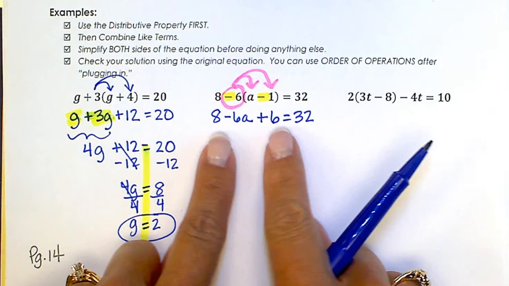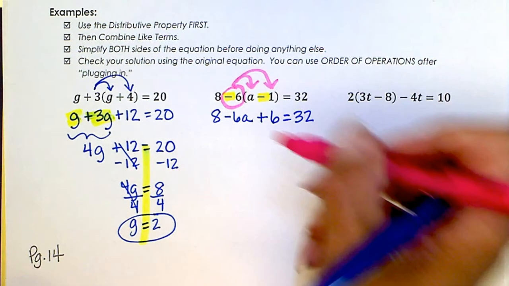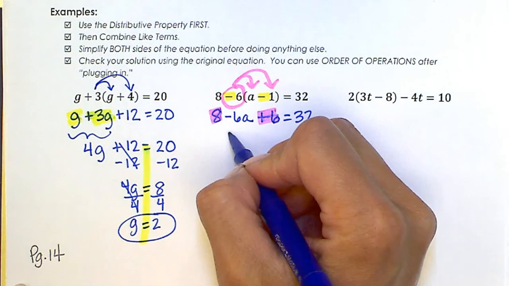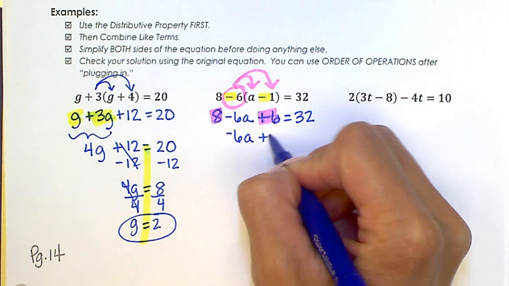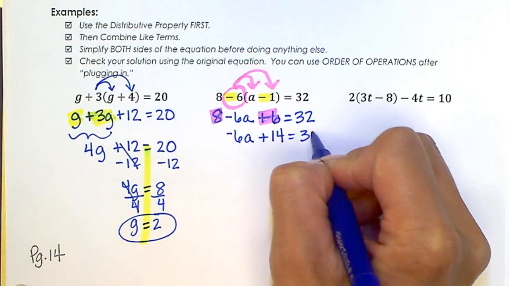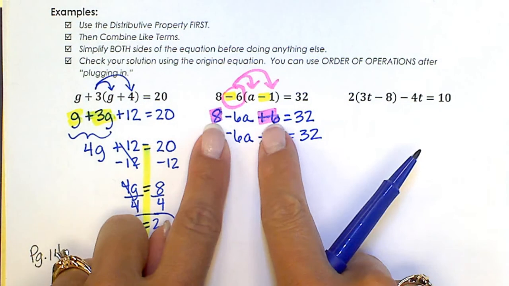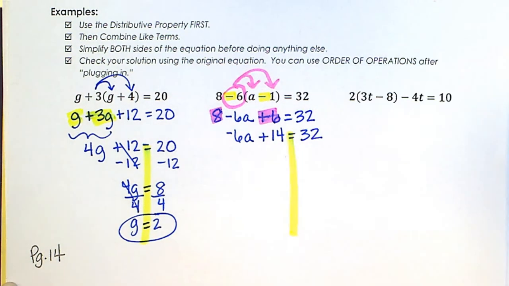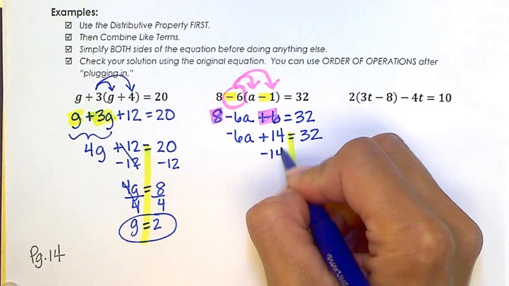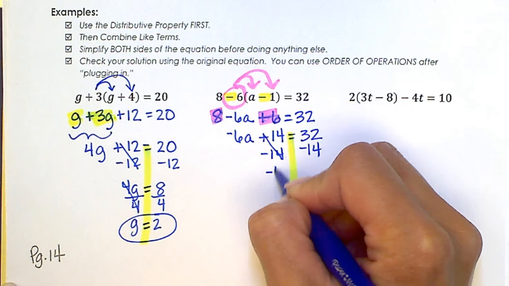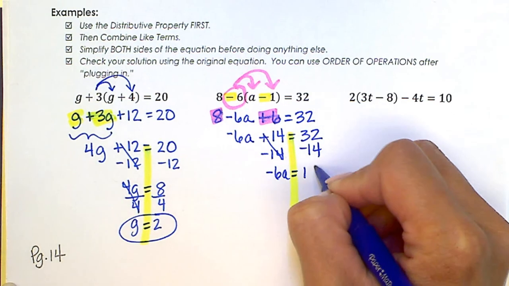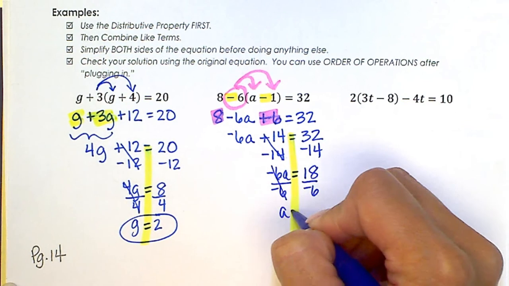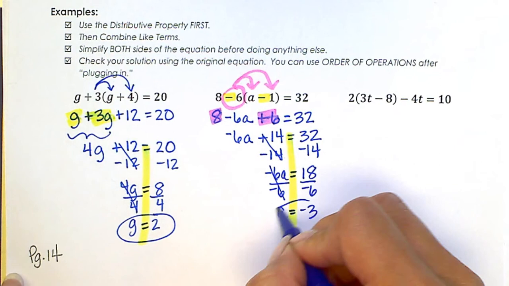We need to combine like terms, so I can combine my 8 and my 6. So I have negative 6a plus 14. So I got the 14 from doing 8 plus 6. Now we're down to a two-step equation. We're going to start moving things around. Subtract 14. We get negative 6a equals 18. Divide by negative 6. And a equals negative 3.